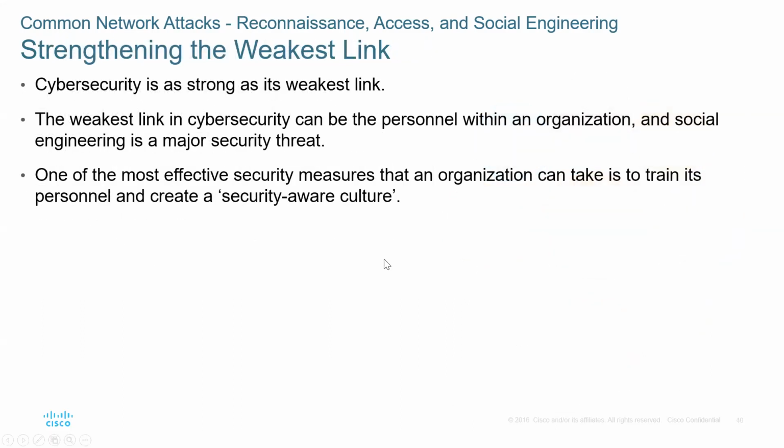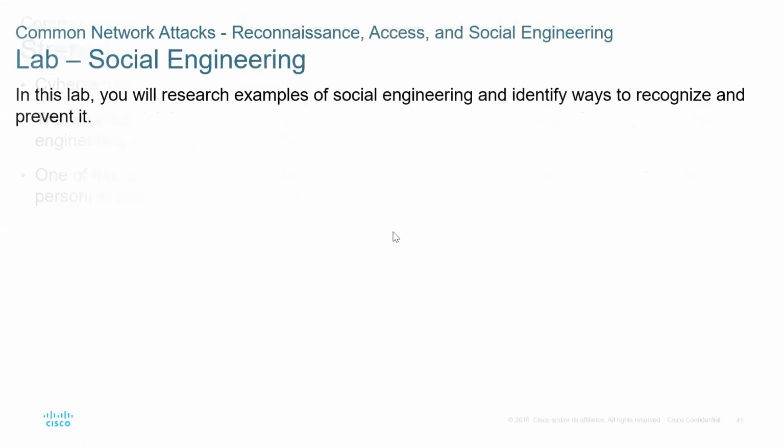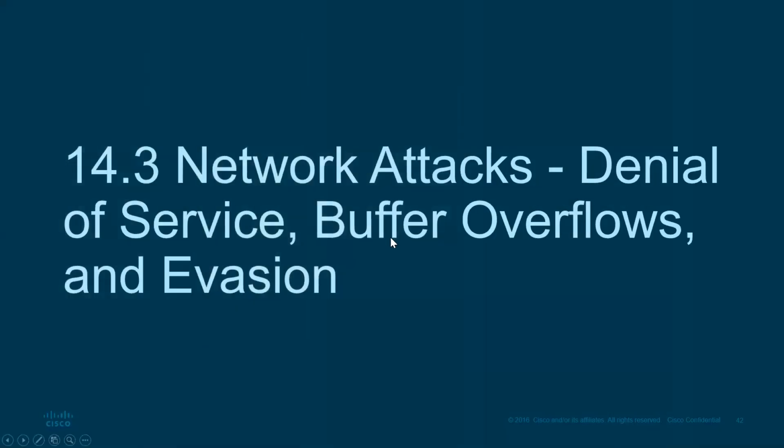So the biggest thing with cybersecurity is making sure it's only as strong as its weakest link. That weakest link is often the personnel, the people within the organization. Social engineering is probably the biggest threat with that. One of the most effective security measures an organization can take is training its personnel and creating a security-aware culture. So you'll have a lab there on social engineering as well.